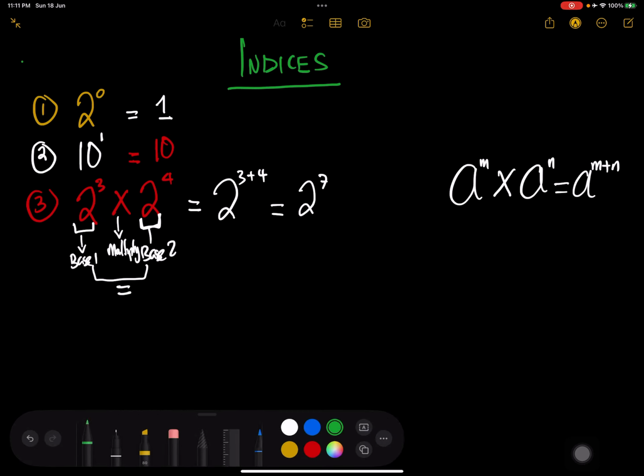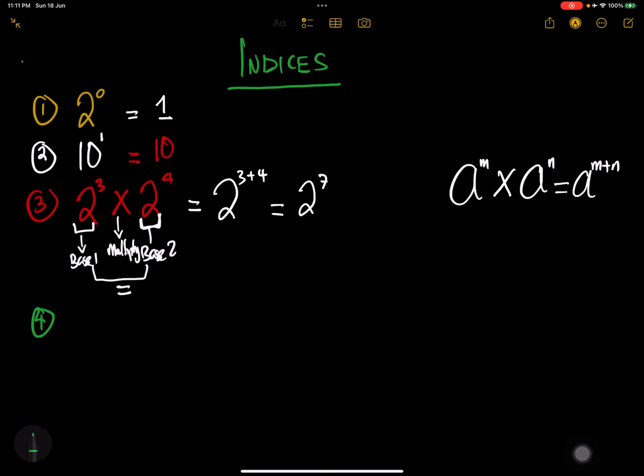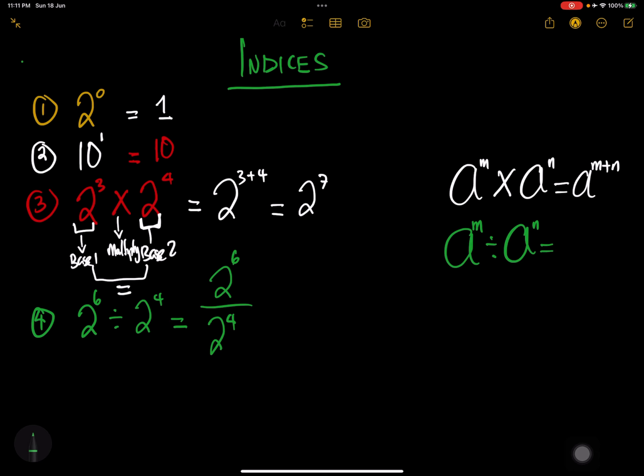Now, let's look at the fourth problem. Let's imagine that we have 2 exponent 6 divided by 2 exponent 4. We can rewrite this as 2 to the power 6 over 2 to the power 4. And remember, we had this law that says that if you have a to the power of m divided by a to the power of n, we simply subtract the indices. So we're going to have a to the exponent of m minus n, not plus, but minus n. And we're going to apply the same thing here.